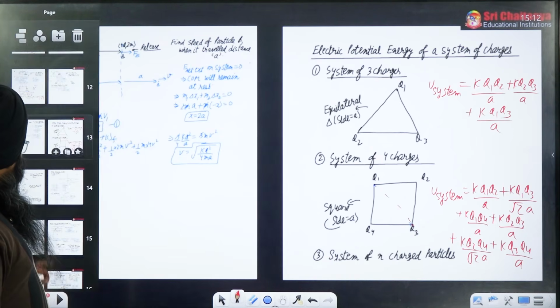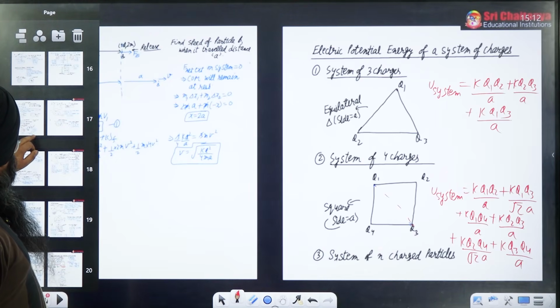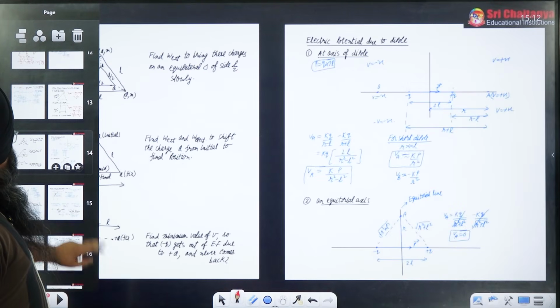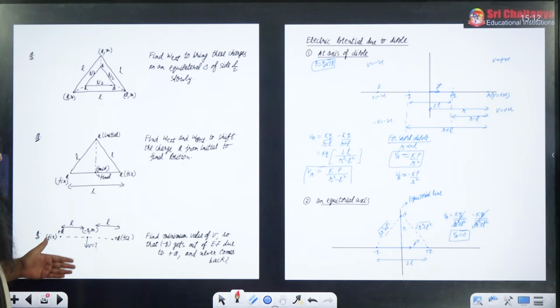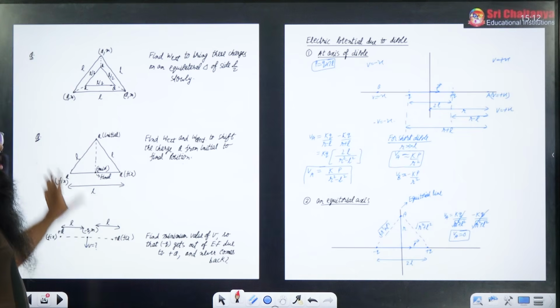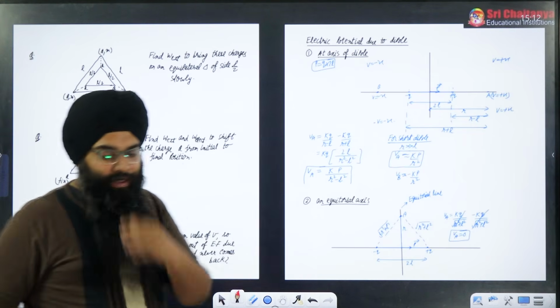So for multiple point charges also you can easily find the potential energy of the system. Okay, now let's go to the next concept: how to write the electric potential. These are some more questions which I have taken, in which you can use the concepts I have told. Please do these questions. I have taken these questions for you to practice. Try to solve them, you will be able to do it.